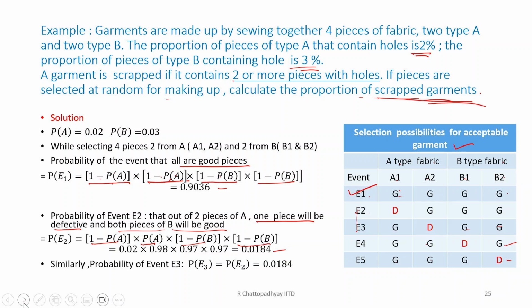And similarly probability of event E3 we have also found out, because we need to know, as long as there is one defective out of 4, it will be accepted as not having any defects in the garment. So we have to know the event probabilities of event E1, E2, E3, E4, E5. So for E2 and E3, the values will be exactly same, 0.01, same value. Then you go to the next page.